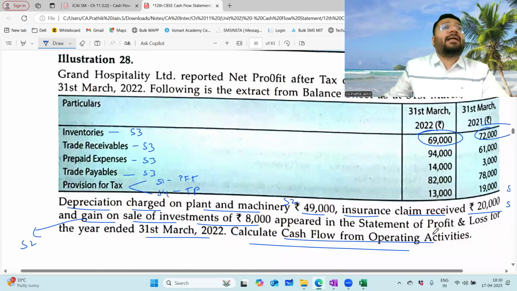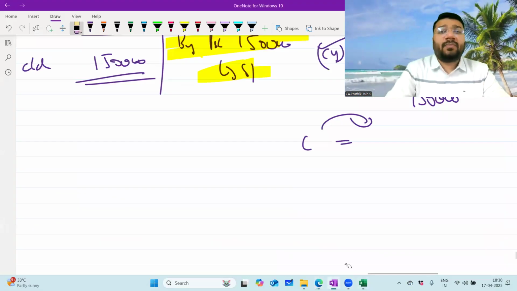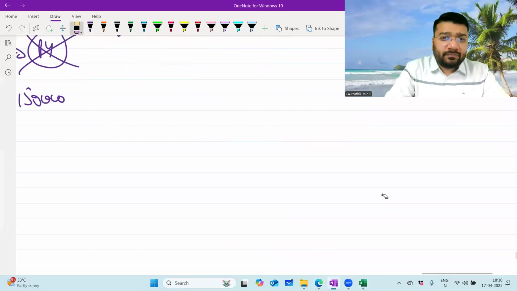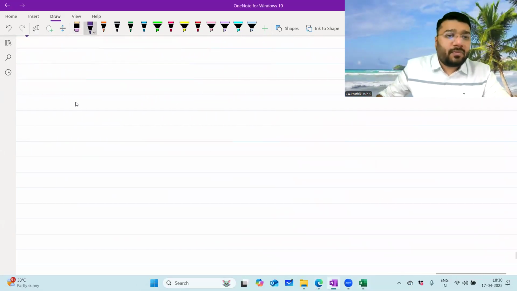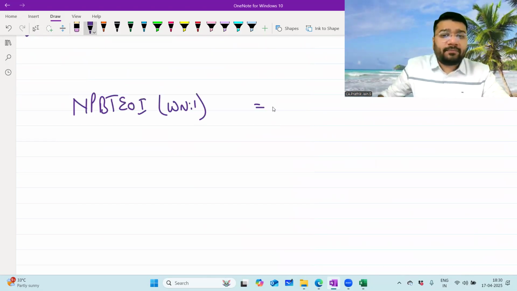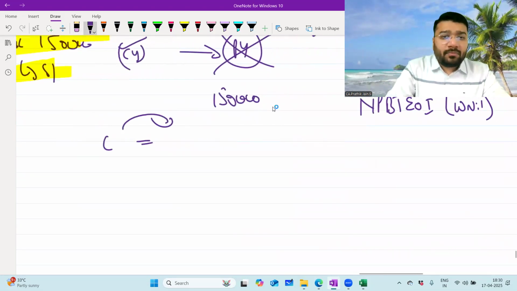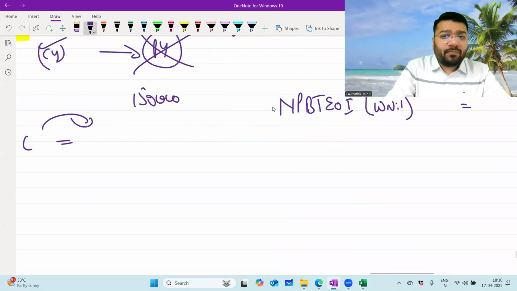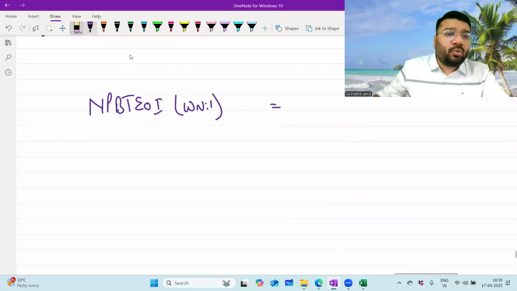Calculate cash flow from operating activities. Now, please take a fresh page. Net profit before tax and extraordinary item: working note number 1. Make this working note number 2, provision for tax.